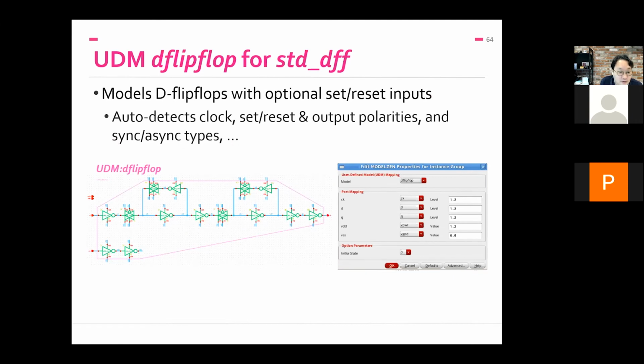We also have a UDM for flip-flops, which can auto-identify whether it's a rising edge trigger or falling edge trigger, whether it has a set and reset, whether those are synchronous or asynchronous, and so on. So if you group a D flip-flop, it will identify its type and generate the equivalent Verilog model for that circuit.